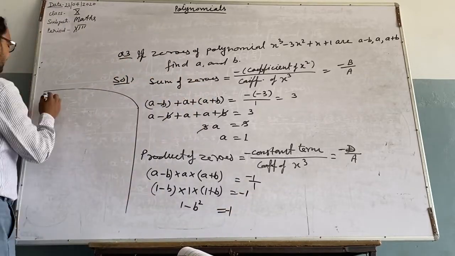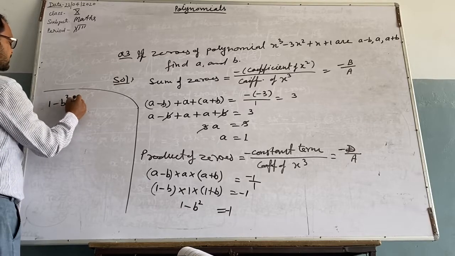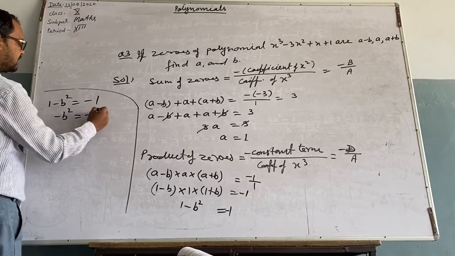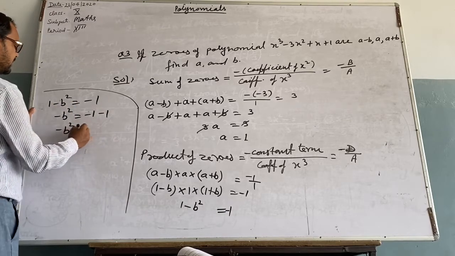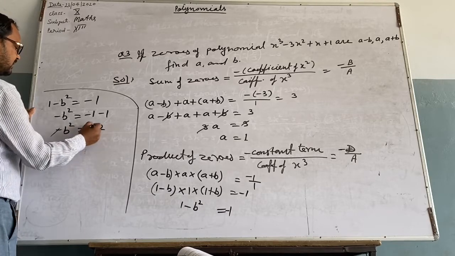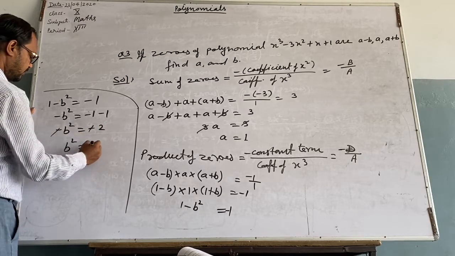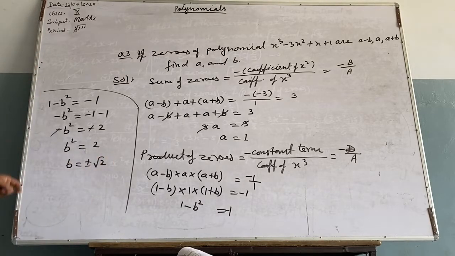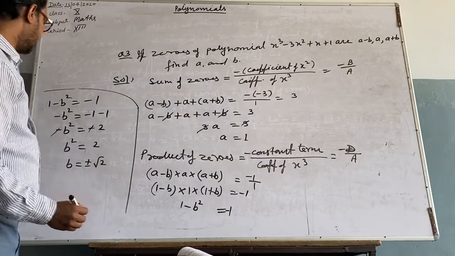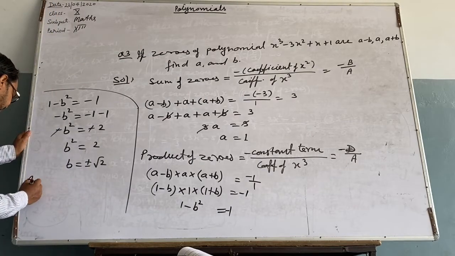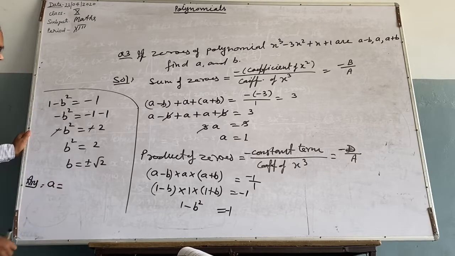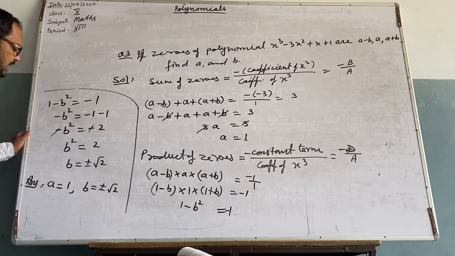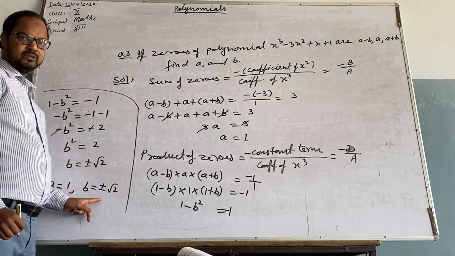So here we can write 1 minus b square is equal to minus 1. So minus b square is equal to minus 1, and 1 transferred here gets minus 1. Minus b square is equal to minus 2. Minus and minus cancelled out. B square is equal to 2. B equal to plus minus root 2. Right? B equal to plus minus root 2. In this way, the answer is A equal to 1 and B equal to plus minus root 2. Either plus root 2, you can say, or minus root 2.